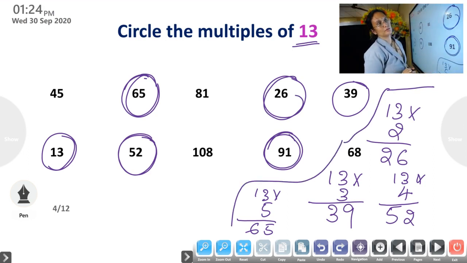68 is not a multiple. Okay, so the multiples are actually: 13 is a multiple, we circled it here. Then the next one is 39, we circled. 26 is a multiple. Then 13 into 4, 52 is a multiple. Then 13 into 5, 65 is a multiple. Then 91. Okay, so just circle the multiples of 13.